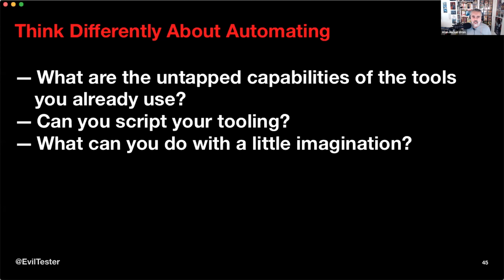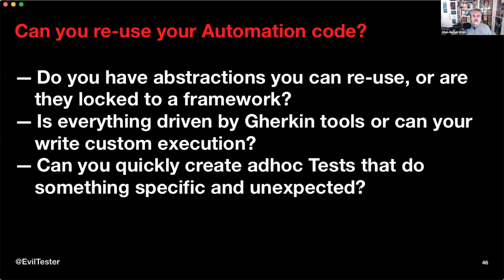Here's a test. Think differently about how we can automate. So one of the things that I look for when I'm looking at automation code is, do we have abstractions that we can reuse? Or are they locked into a framework? Now, I have nothing against Gherkin tools like Cucumber, but the issue that I see is that people lock themselves into it. So they then have to do everything with Gherkin, which means if you want to do something ad hoc or support some exploratory testing, it can be hard to do because you haven't got the Gherkin framework to do that. What we want are abstraction layers that support us doing different things.